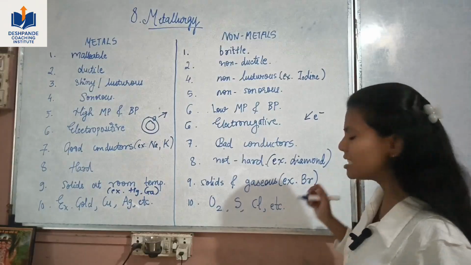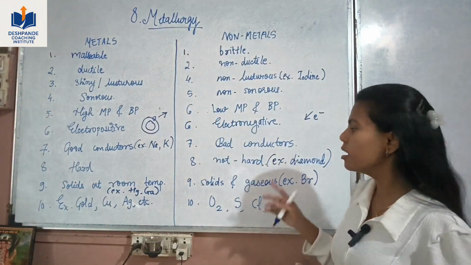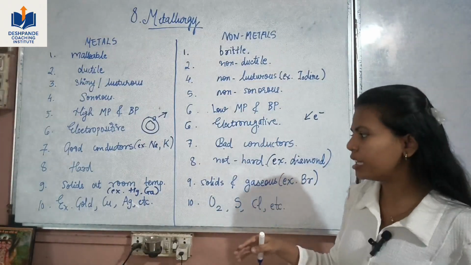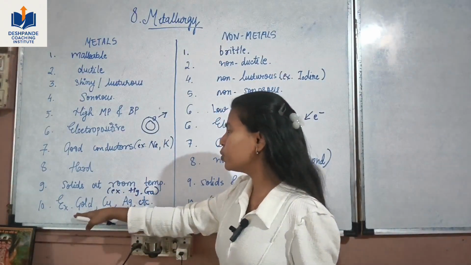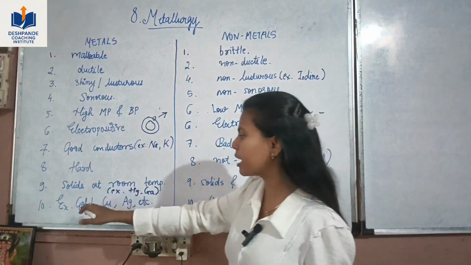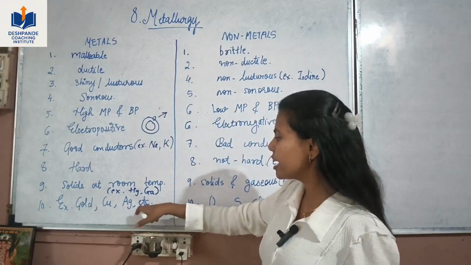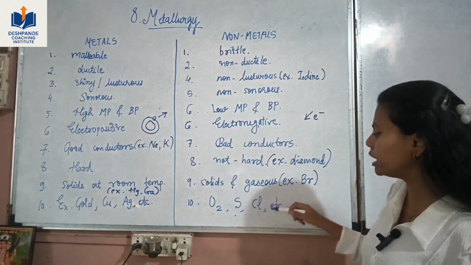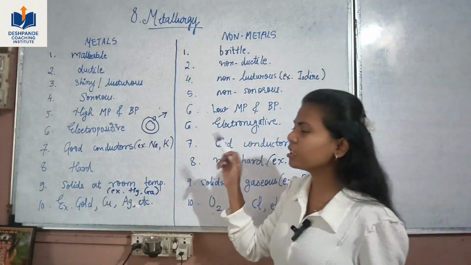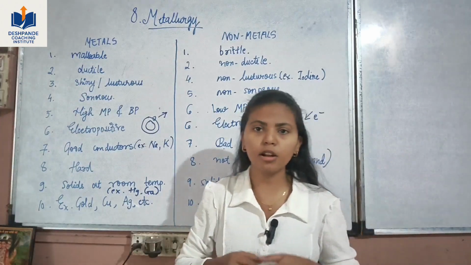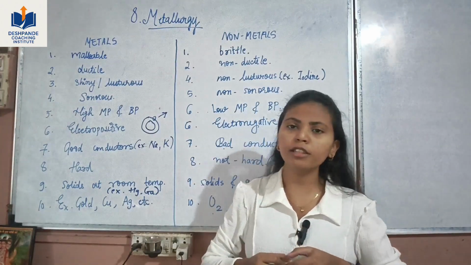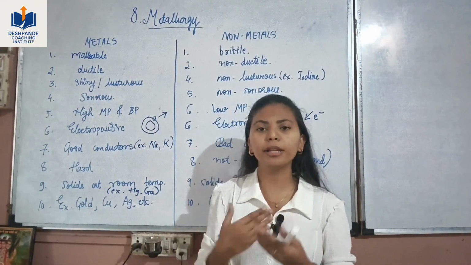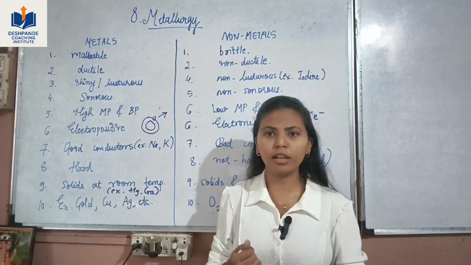Bromine. Bromine exists in liquid state at room temperature, but all the other non-metals exist in either solid or gaseous state. And in the 10th point, you can just give the examples of metals like gold, copper, silver, etc. And for non-metals, oxygen, sulfur, chlorine, iodine, etc. So these are the points of differentiation between metals and non-metals. And now further we will see the reactions which non-metals and metals undergo with many gases and all.